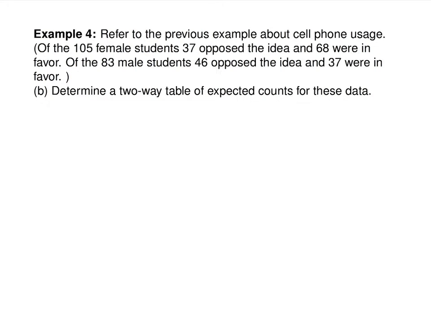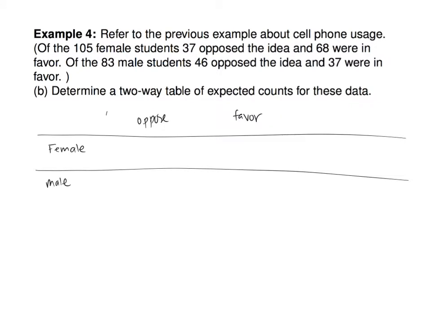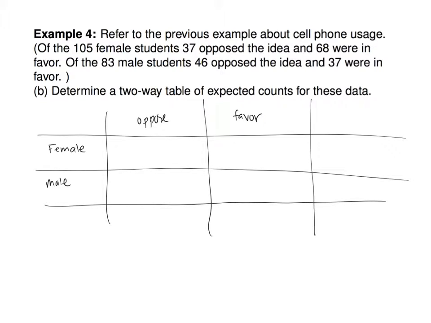The next slide. Find the expected counts. So make the table the same way. So female and male going across, and then oppose and in favor here. And this is where you use the formula for what we had for expected values. The row total times column total divided by the total n.